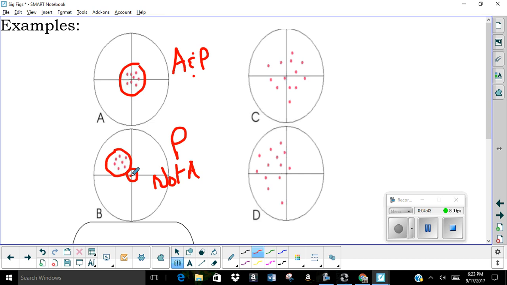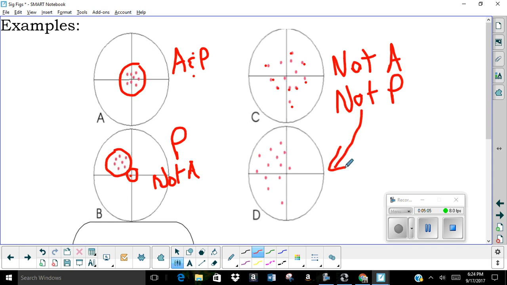In C and in D here, we can say that neither one of these shows accuracy because all of the darts are all over the place, and they're not precise either because all of these darts are all scattered away from each other. So neither one of the targets C or D shows accuracy or precision.